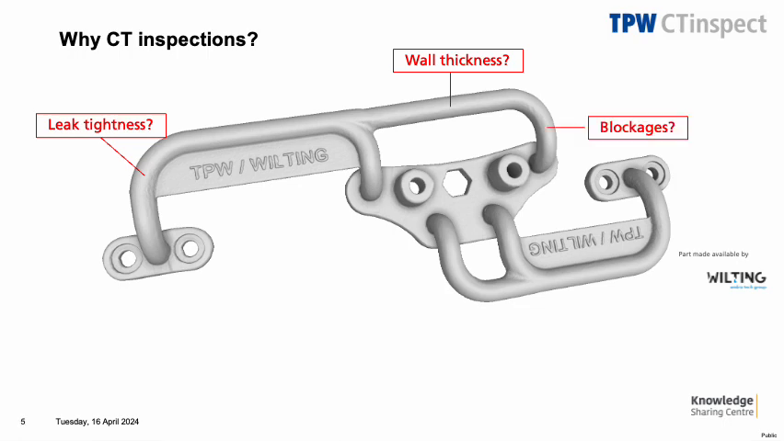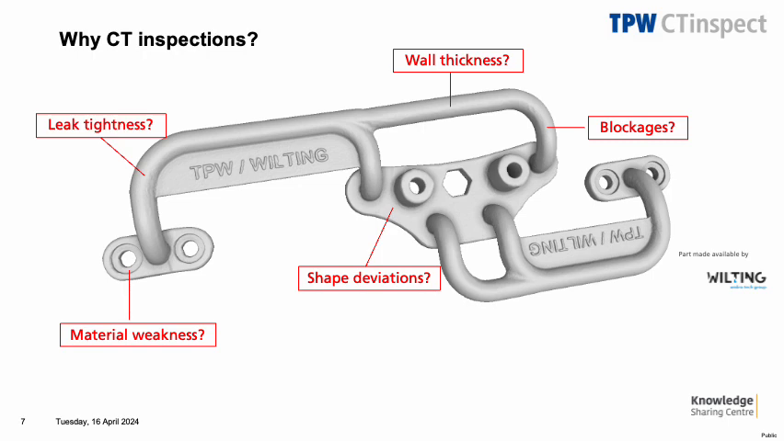Then of course blockages might be an issue for this part, as these will prevent media from flowing through the tubes. The parts are often connected to other parts and stresses might act on those connections. So here it can also be relevant to make sure that the material isn't weakened by inhomogeneities, especially close to those connections. And also the overall shape of the part can be important. For instance, if the part needs to be connected in a larger assembly and there are tight tolerances regarding the position of these connectors.